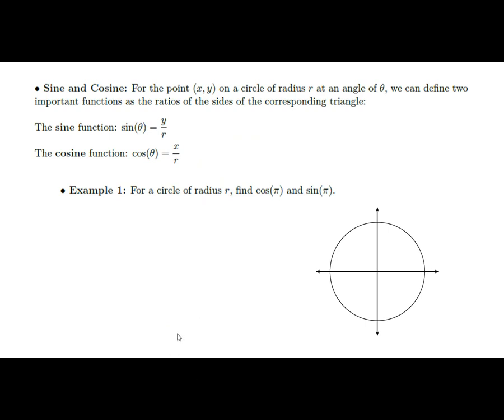Okay, so let's put these things to use. Okay, with these definitions up here, example 1 says, for a circle of radius r, okay, being non-specific about the radius, find the cosine of pi and the sine of pi. Okay, so first of all, we're on the circle of radius r, so maybe just to really indicate that with a picture, let me just draw a radius in there and just mark it as r. Okay, now it's asked for the cosine of the angle pi and the sine of the angle pi.